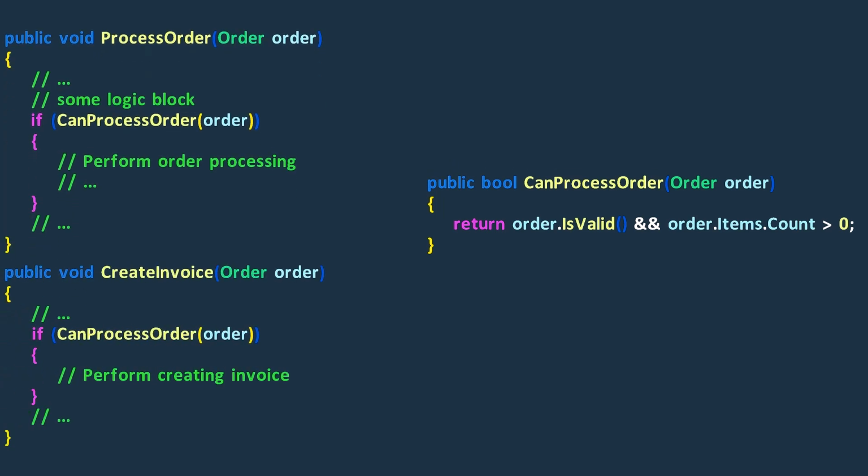Additionally, if there are other parts where we need to check if the order can be processed, we can reuse this method. For example, before creating the invoice, we can check if the order is valid or not. This avoids duplicating code and makes our code easier to maintain.